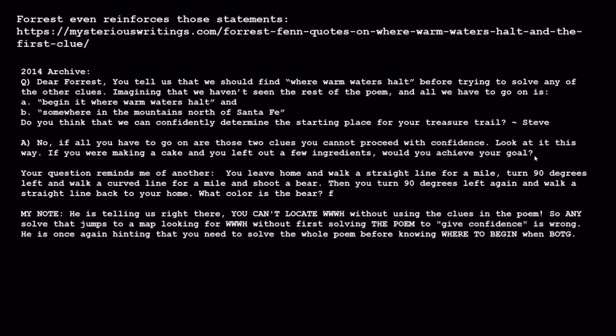Obviously, if you're going to bake a cake and you don't have all of the ingredients ahead of time, there's no way you're going to make that cake. You have to have all the ingredients worked out before you start. That's basically what he's telling you.